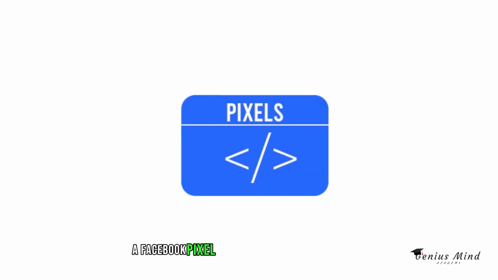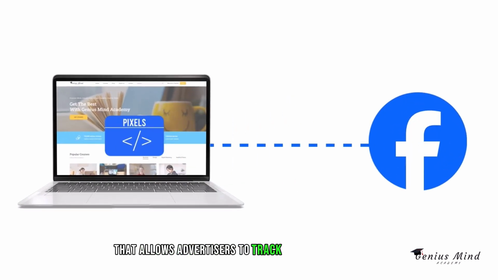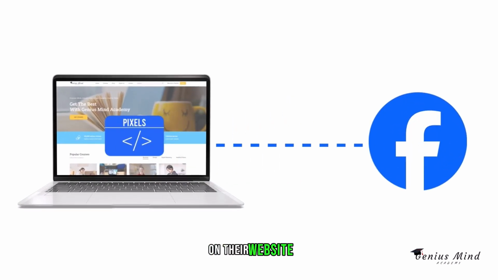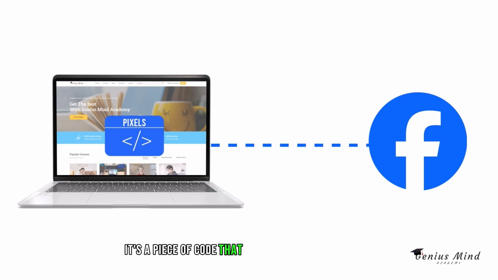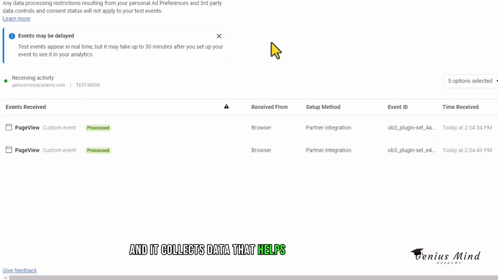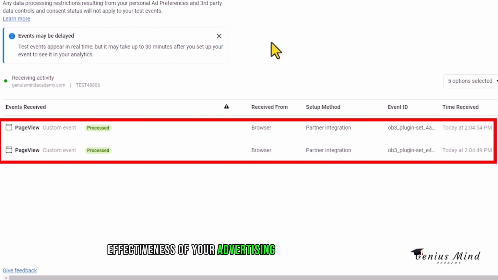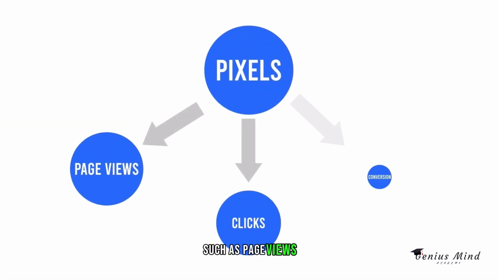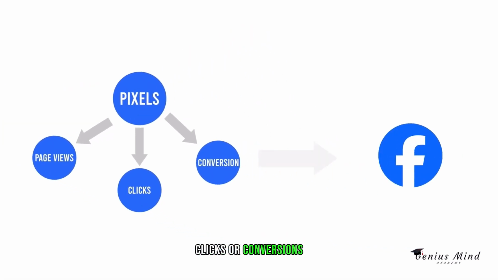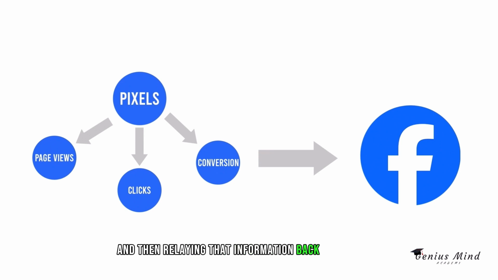A Facebook Pixel is a tool provided by Facebook that allows advertisers to track the actions of users on their website. It's a piece of code that you place on your website, and it collects data that helps you measure the effectiveness of your advertising campaigns on Facebook. The pixel works by triggering events on your website, such as page views, clicks, or conversions, and then relaying that information back to Facebook. Here are some key functionalities and uses of the Facebook Pixel.